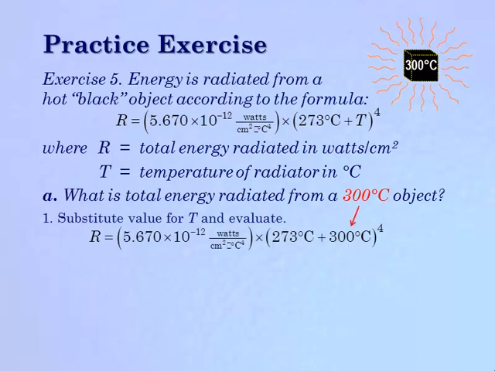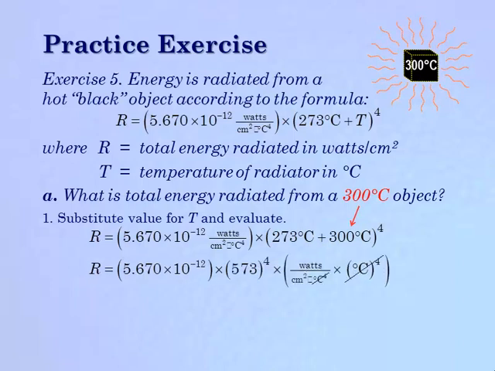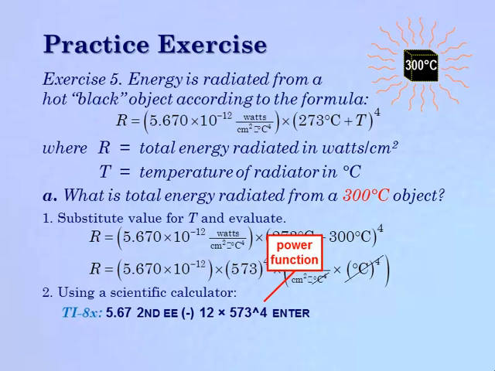So we'll put the 300 into the formula, and now we have to add the 300 and the 273 and take it to the fourth power. So here's the value to the fourth power, and here are the units all pulled out. We notice that we have C to the fourth, and C to the fourth will cancel. And then we have the number in scientific notation times 573 raised to the fourth power, which will be a really big number.